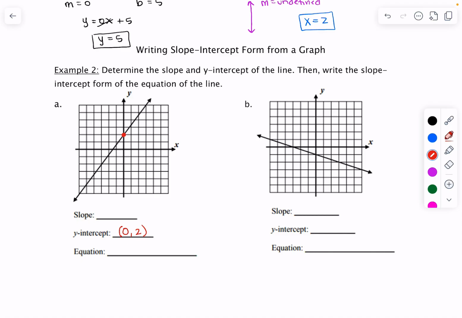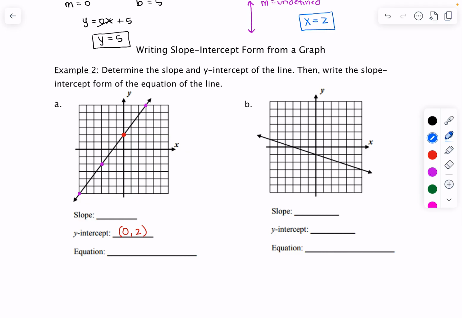Okay, and for my slope, I have to find a couple other points. I see the point here touches the grid exactly, and I see the point here touches it exactly, and the point here touches the grid exactly. So I've got 4 points to choose from, and it doesn't matter which point you pick. You're still going to find, like you did in the previous lesson, rise over run.